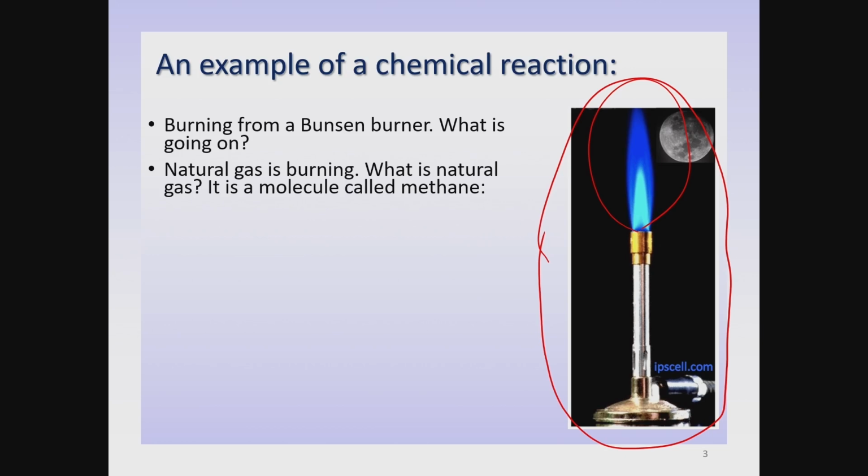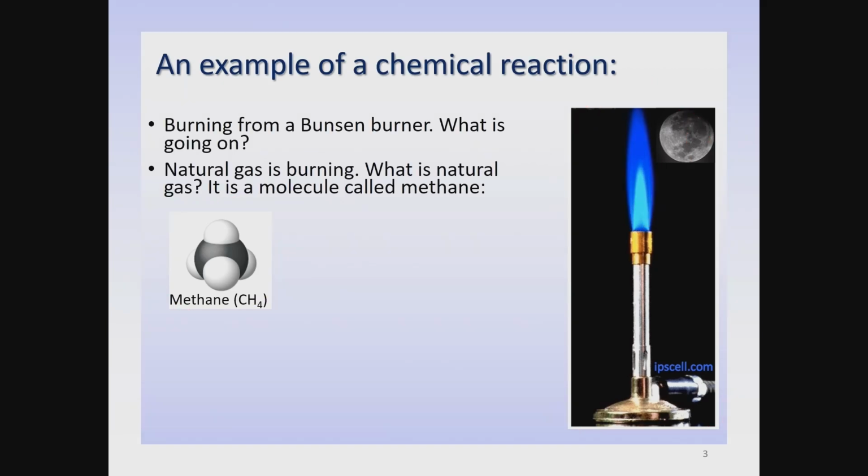What is going on is that you have natural gas reacting with oxygen in the air to produce carbon dioxide and water. Now, one of the things you'll have to learn is that natural gas is actually a particular molecule. It's this molecule here, which is methane. It has one carbon atom in the center, and then there are 4 hydrogen atoms that are stuck to it.